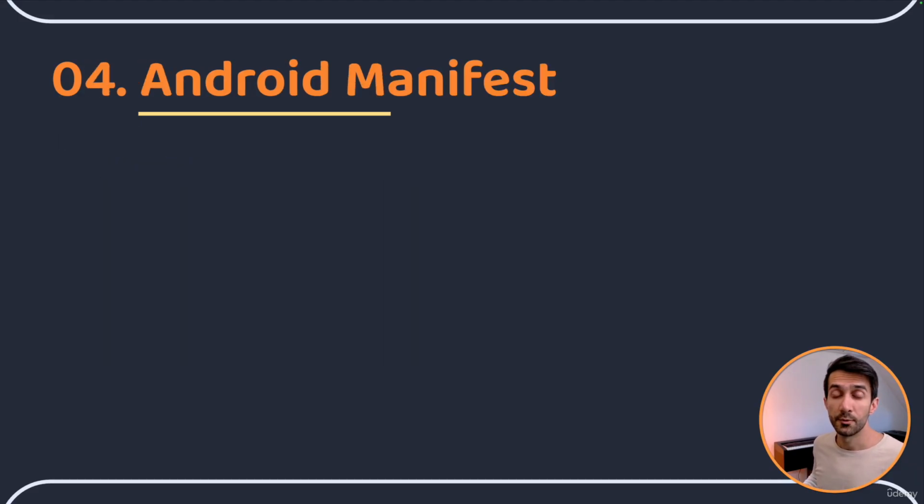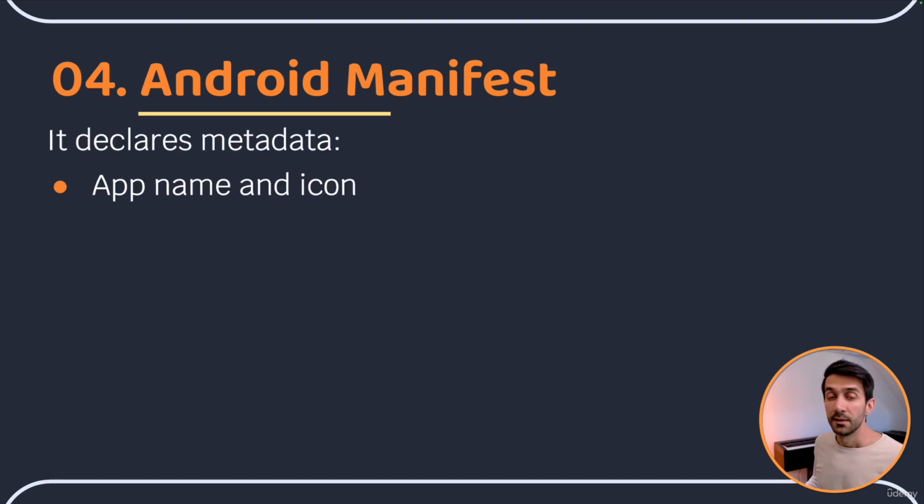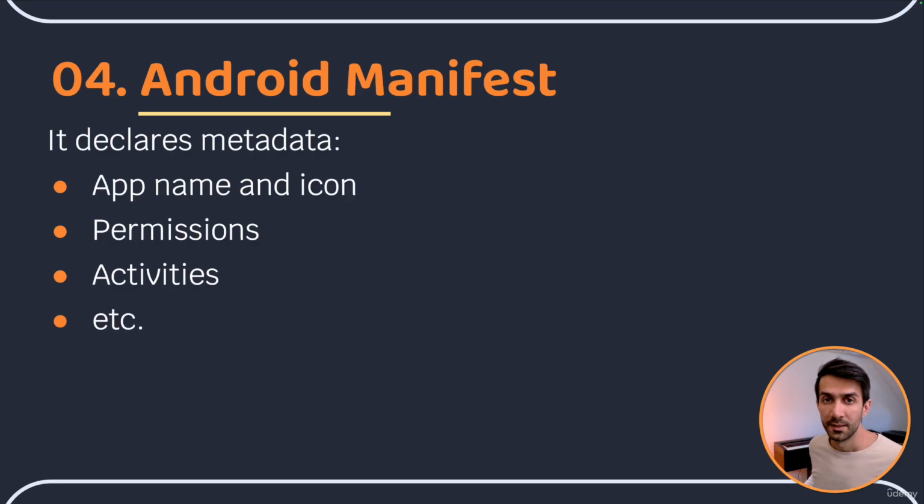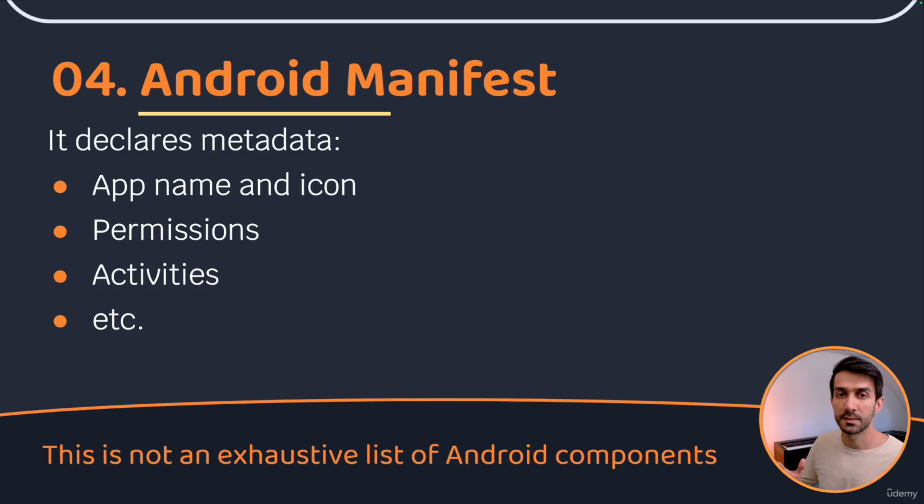Other components, Android manifest. It tells the Android OS what your app is about, what permissions it needs, and what it is capable of. So it declares a few things, for example, your app name and icon, the permissions that your app needs, the activities that the app exposes to the Android OS, and many more. It very much depends on how complex your app is. In that case, you need to declare more things in the manifest. And keep in mind that a more complex app will have more components.